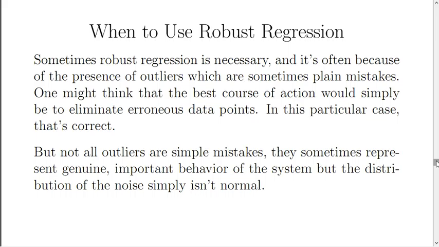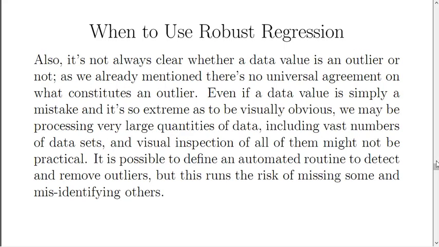But not all outliers are simple mistakes. Sometimes they represent genuine and important behavior of the system, but the distribution of the noise simply isn't normal. Also, it's not always clear whether a data value is an outlier or not. There's not universal agreement on what constitutes an outlier.